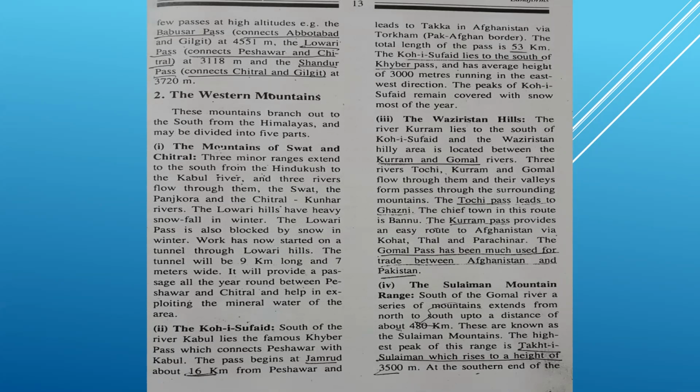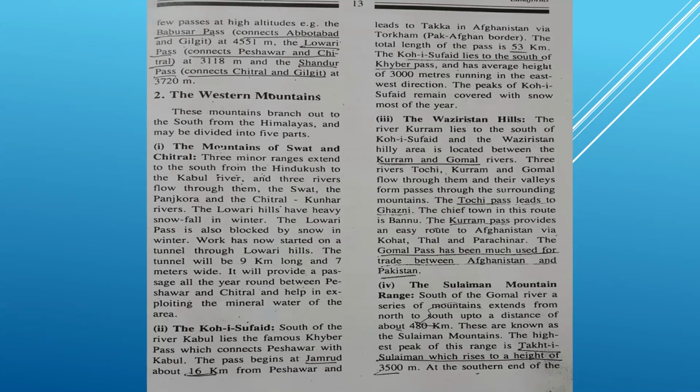Once again, I will tell you the short question: name the Western Mountains of Pakistan. You will write that it can be divided into 5 parts, and just mention the names of these 5 parts, the further divisions of the Western Mountains. These mountains branch out to the south from the Himalayas. It can be asked in MCQs. First we discussed the northern mountains, now the western mountains. Now we will discuss the first part of the western mountains, the mountains of Swat and Chitral.